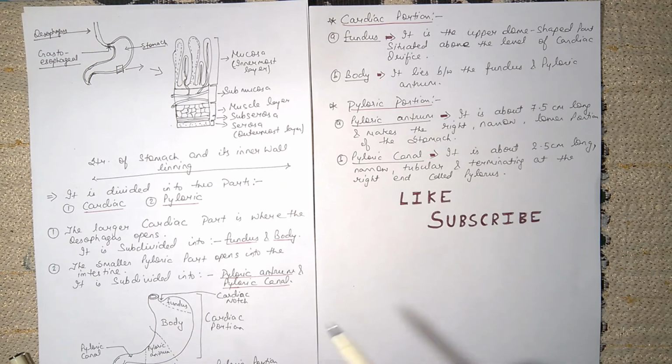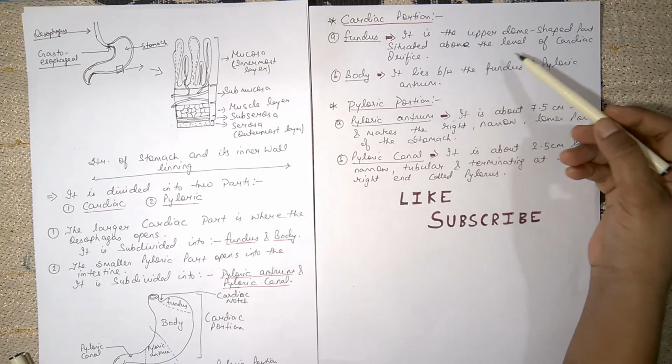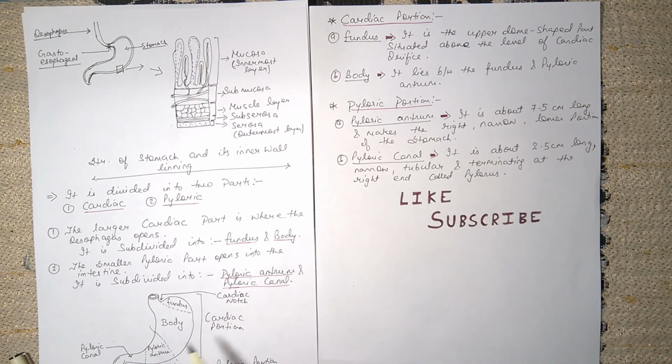The fundus is the upper dome-shaped part situated above the level of the cardiac orifice. This is the cardiac orifice and it is the uppermost portion and it is mainly a dome-shaped structure. Then second comes the body. It lies between the fundus and the pyloric antrum. Then we move to the pyloric portion, the second portion. The pyloric portion is a smaller part and it opens into the first portion of the intestine. It is again subdivided into two portions, the pyloric antrum and the pyloric canal.